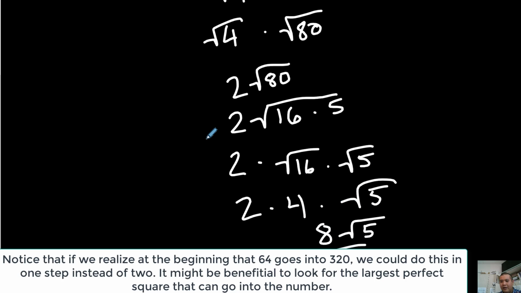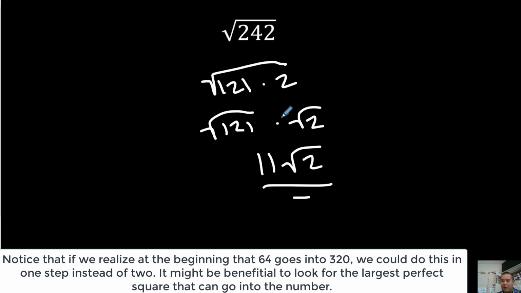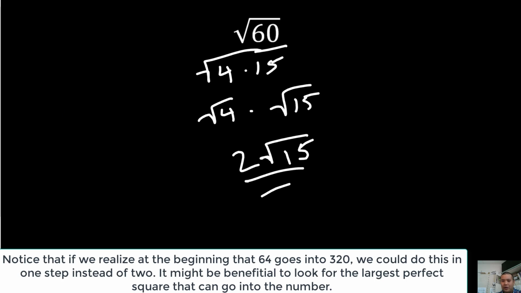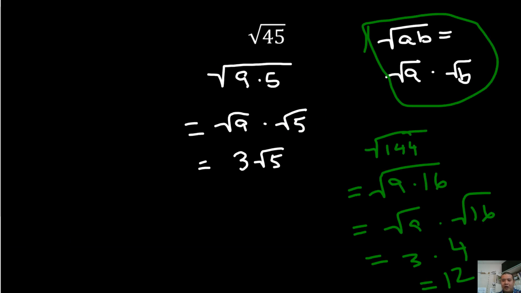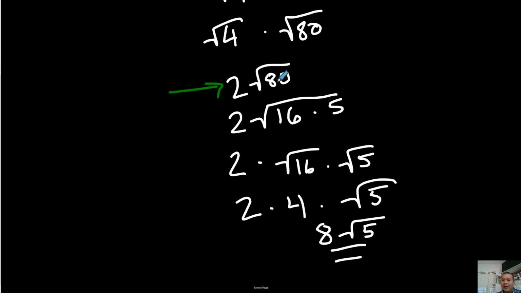So the key point in here is that just because we get to this point right here doesn't mean we necessarily stop. Each one of these previously we could stop because square root of 2 had no perfect squares that can go into it. Square root of 15, 15 had no perfect squares to go into it. And same thing with this 5 right here. So we could stop there. But here, 80, there's a perfect square that goes into it. 16. We can do this multiple times sometimes to get our final answer.